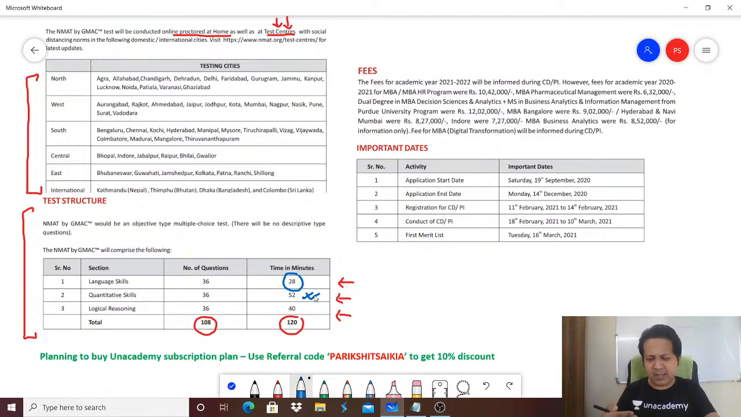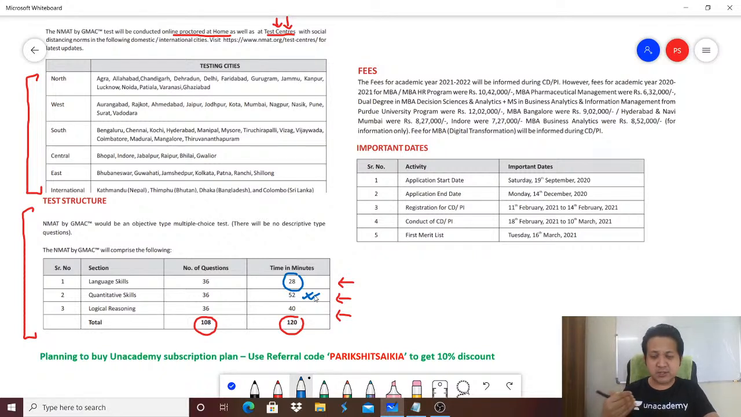Similarly, the moment 52 minutes are up, you will come to logical reasoning and you cannot move back to the language skills section. So the suggestion here would be whichever section you are strongest at, attempt that first. Why? That would boost your confidence and help you do well in the remaining time of the examination. That's point number 1.